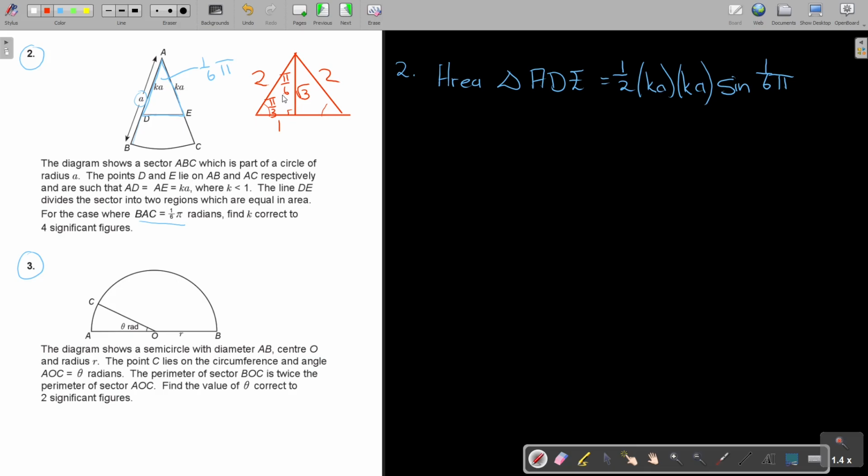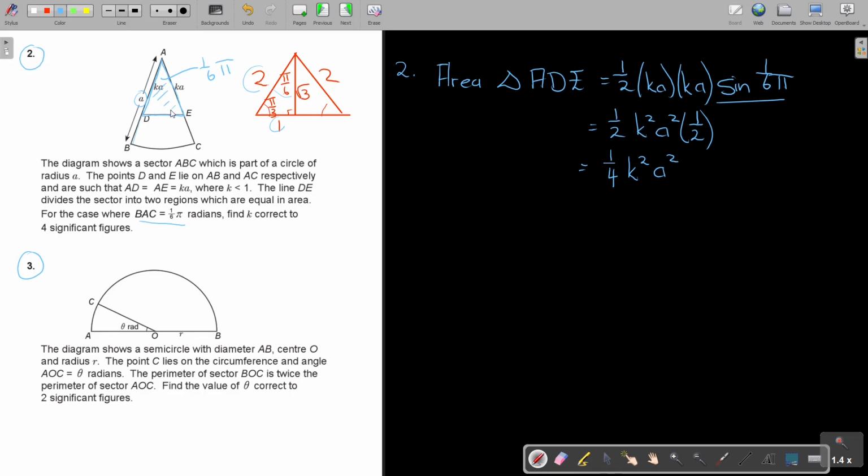So, if I'm going to simplify this now, I'm going to say it's a half K squared A squared, but now, what is sin? Sin is opposite over hypotenuse. So, what is that going to be? That is going to be a half. And then a half times a half is a quarter K squared A squared. Okay, that is the area of this blue one.